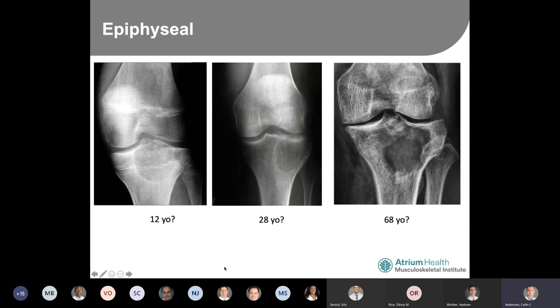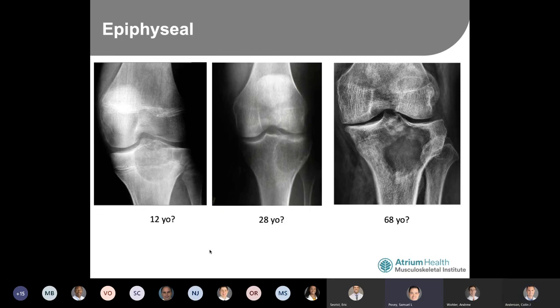So, Lou, I think I see your picture pop in at one point. Do you want to discuss some of these x-rays? You want to start with the one on the left? Yeah, for sure. Can you hear me okay? Yep. Sometimes it mixes up on my speaker.